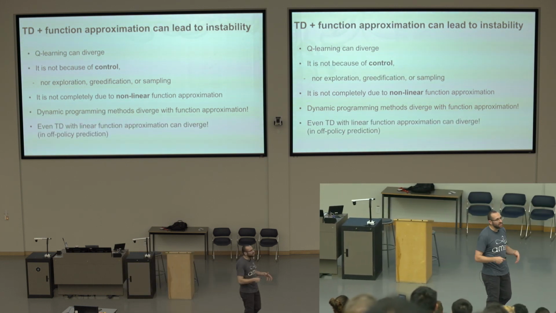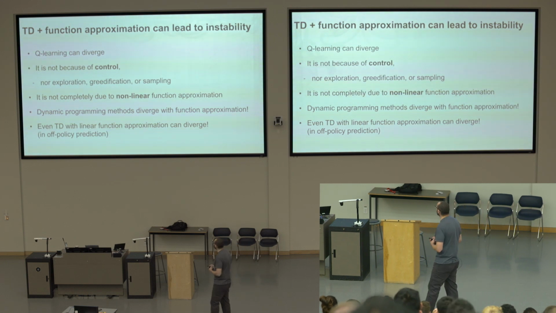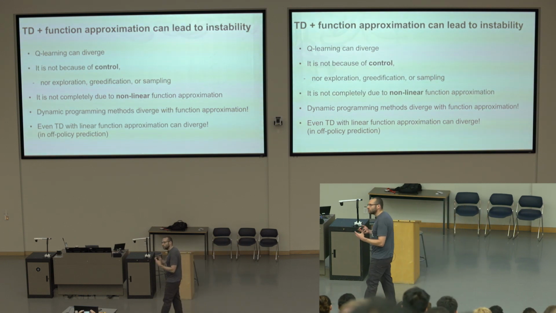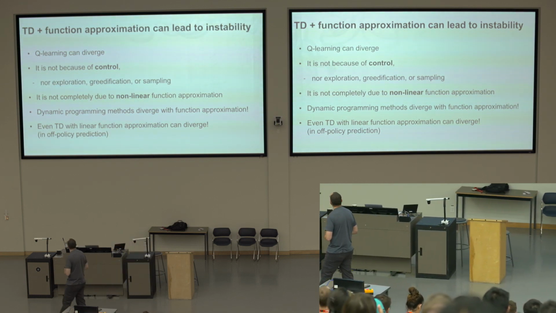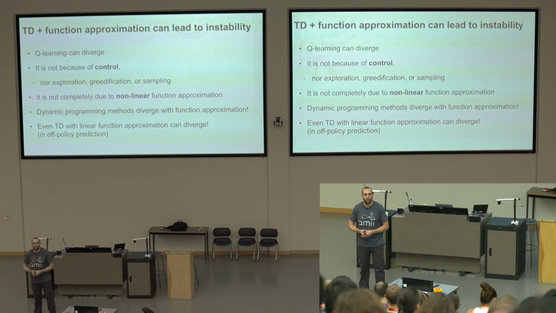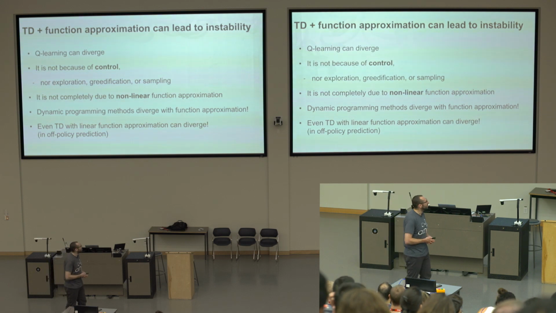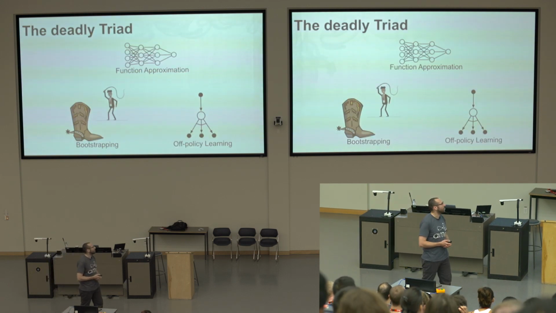And in fact, even TD, the algorithm that Q-learning is based on, so we're not doing control, we're just doing prediction, with linear function approximation can diverge. So we call that the off-policy linear prediction case. That can diverge. This is really problematic.